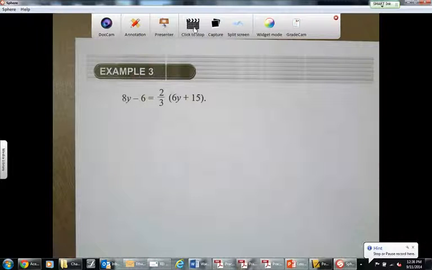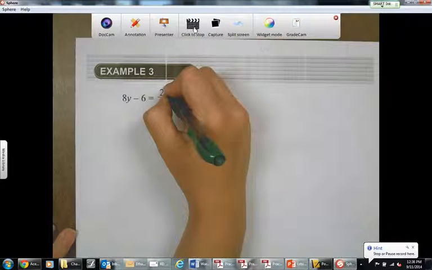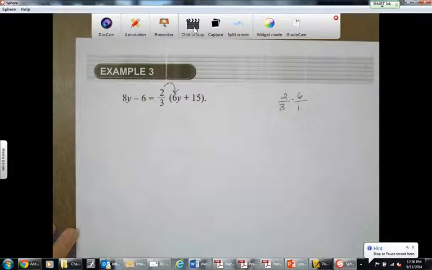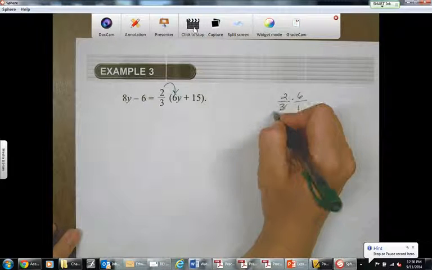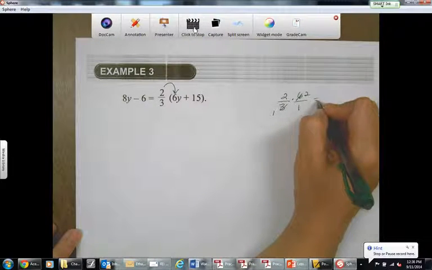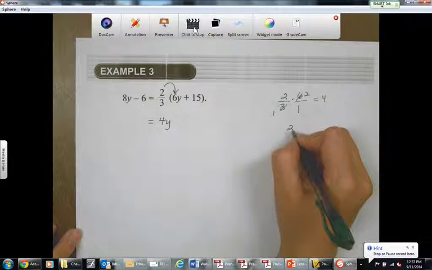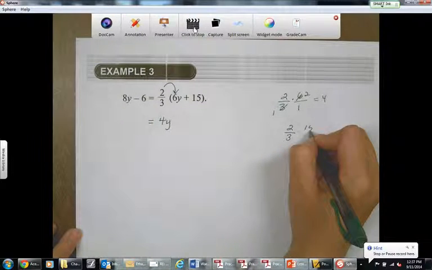All right, what would you like to do here? Multiply by the reciprocal, or would you like to distribute? Why? Okay, 3 will go into 6 and 15, so it's going to get rid of our fraction. So we're going to have to make sure that we know how to take 2/3 times 6. If you need to come out to the side, that is okay, and you would get 4. So this would be 4y, and then you need to do 2/3 of 15. Okay, and I can do this mentally too.